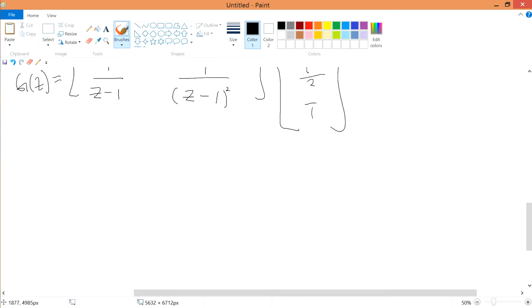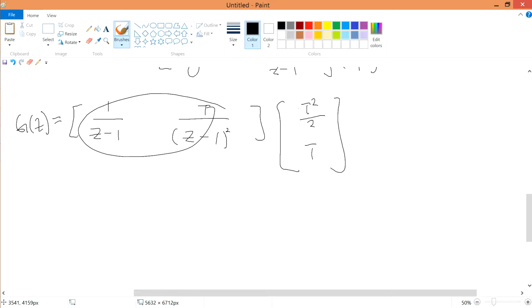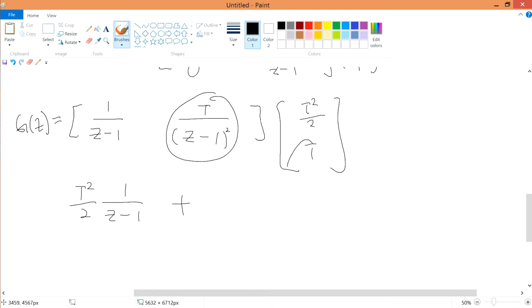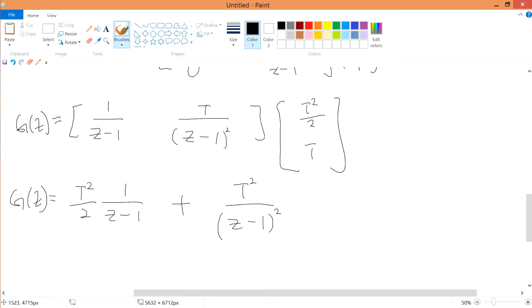Next step, row times column again. There's only one row and one column. So 1 times this one, I would have t squared over 2 times 1 over z minus 1. This thing over here times this one, plus this thing times this thing. So what I will have is t squared over z minus 1 squared, which equals your transfer function g of z.